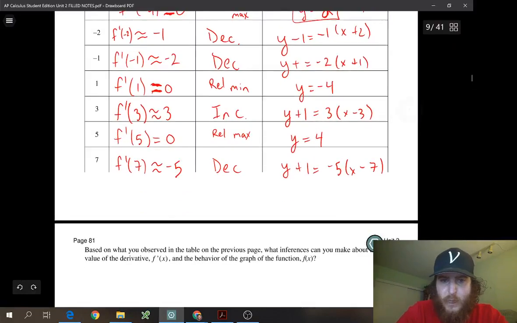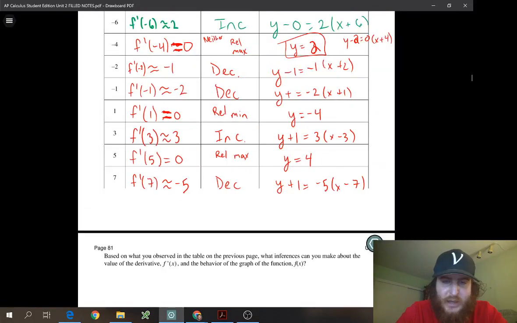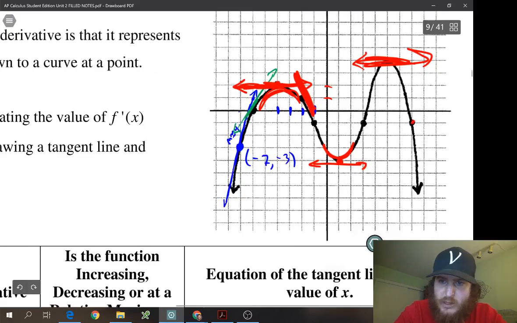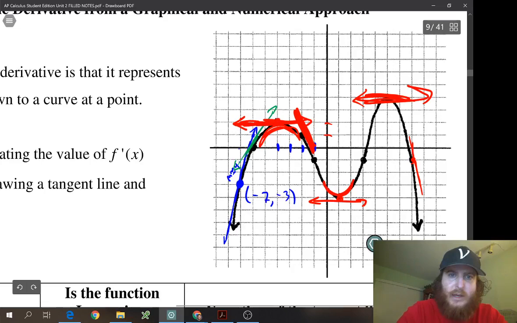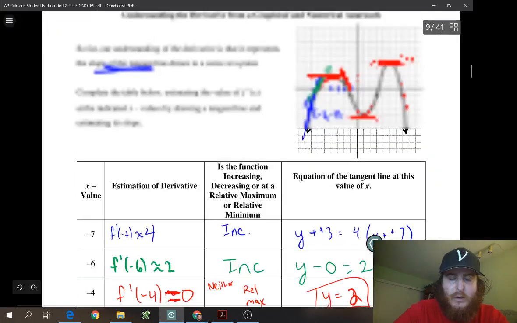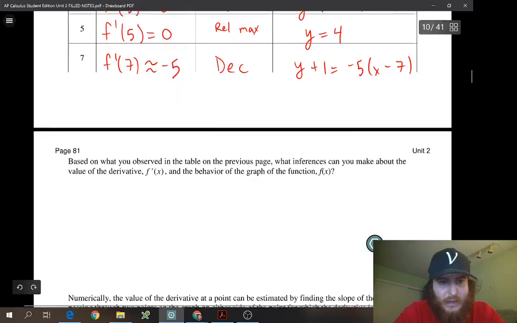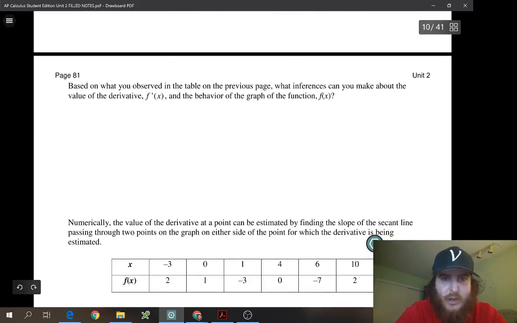So again, the big thing here is we were just estimating and showing that we could estimate this by drawing our tangent line and then getting the slope of that line. So that's what a derivative looks like on a graph: it's that tangent line, the slope of that tangent line.